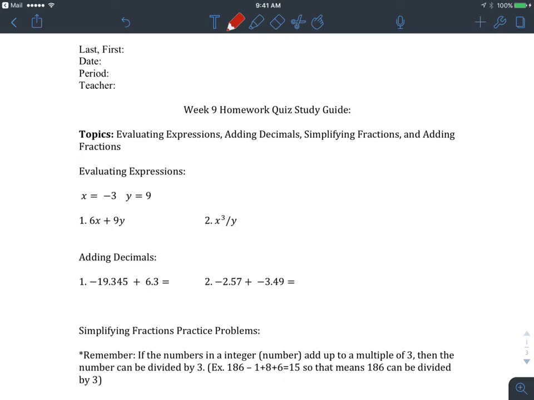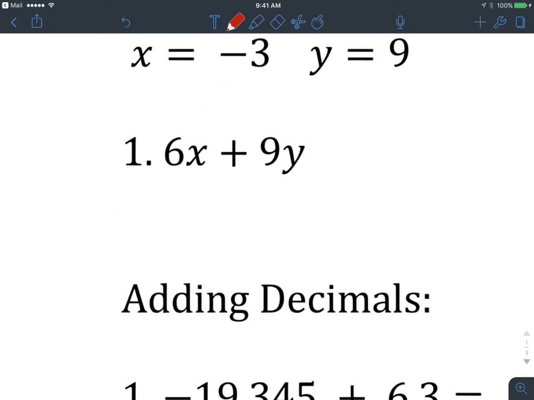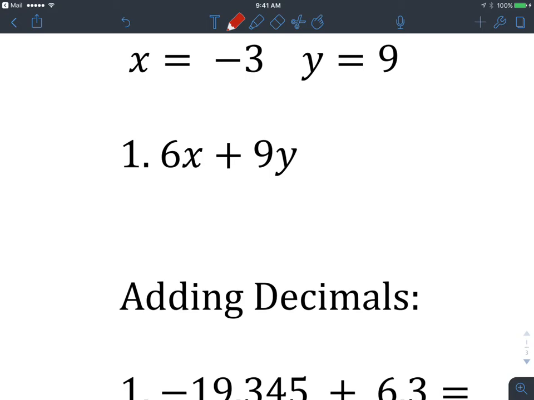So starting with number 1, it is an evaluating expressions problem. Now, we're given that x is equal to -3 and that y is equal to 9. And the first problem reads that we have 6x plus 9y, and we have to evaluate that expression. Evaluate just means to solve.